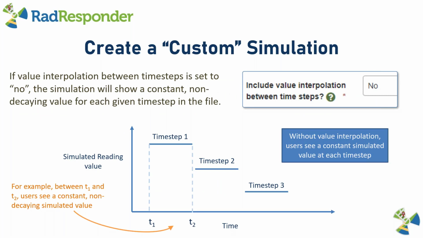So if you decide that no, you will not interpolate between time steps, so we set this option to no, the simulation will show a constant non-decaying value for each given time step in the file. So that file consists, like the graph is attempting to show here, of various time steps. And so in this example, between time 1 and time 2, the user will see just a constant non-decaying simulated value.